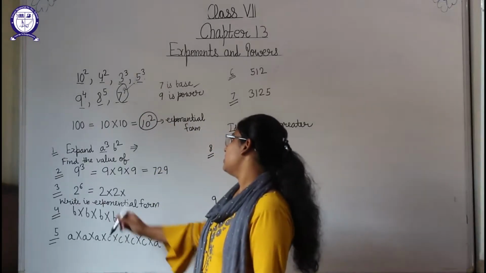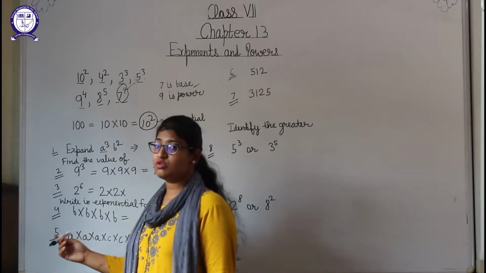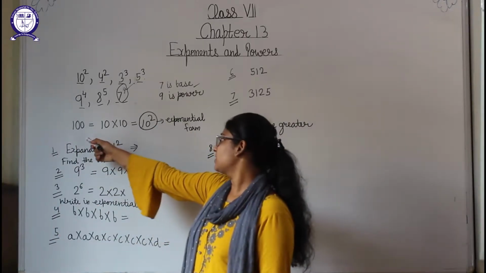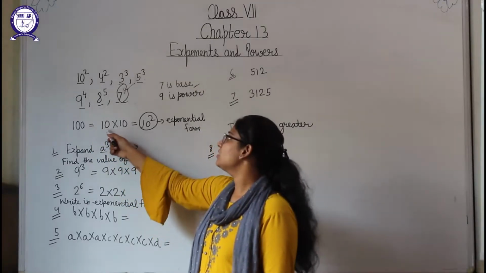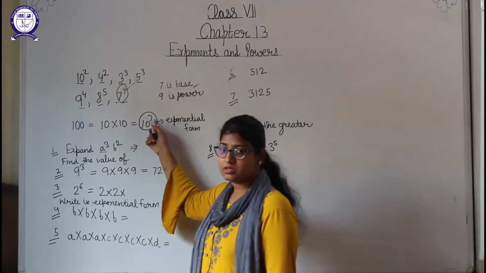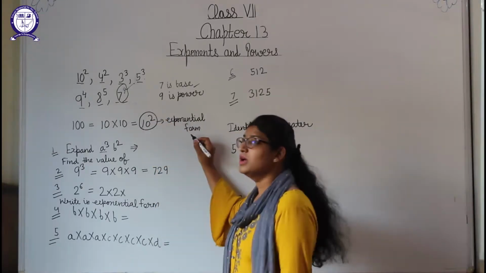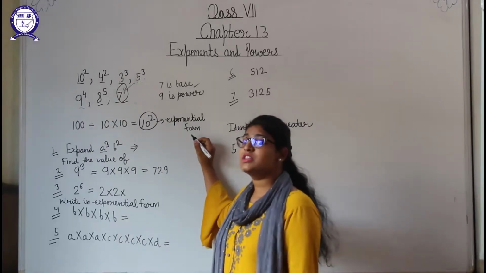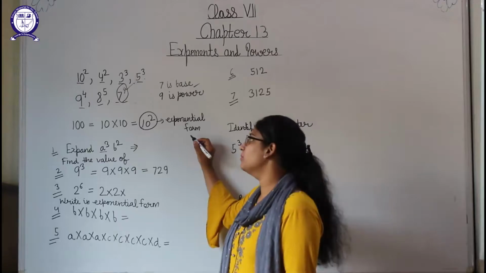Now if you have to write 100 in the form of power, what will you write? 100 can be written as 10 into 10, and 10 into 10 means 10 square, or 10 raised to the power 2. So this is the exponential form. When we define any number in the form of power, it is the exponential form of that number.